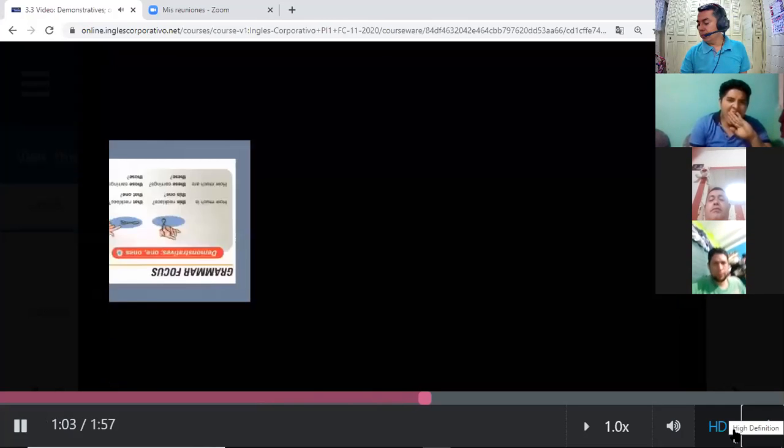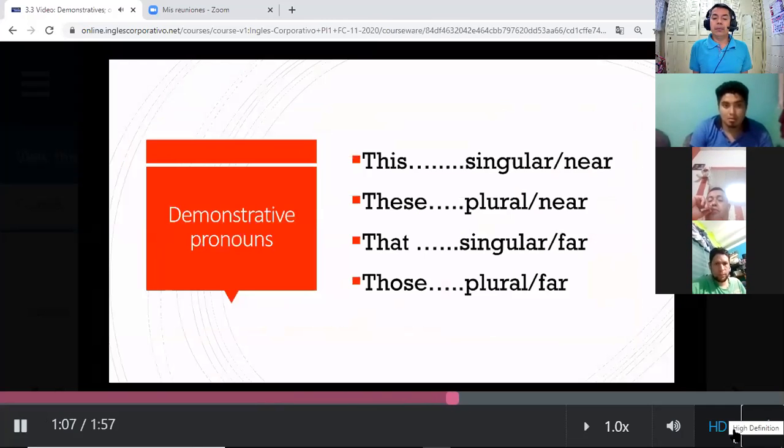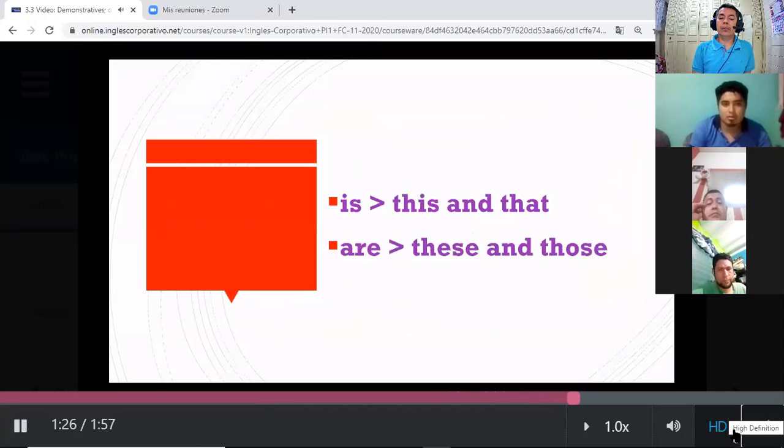$59.95. As you realized, we're talking about demonstrative pronouns. As you know, there are four: this, these, that, those. I know you have studied this before, so we will make a quick review. This, singular, near. These, plural, near. That, singular, far. Those, plural, far. Therefore, we use is for this and that, and are for these and those.